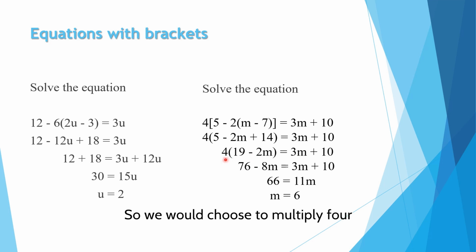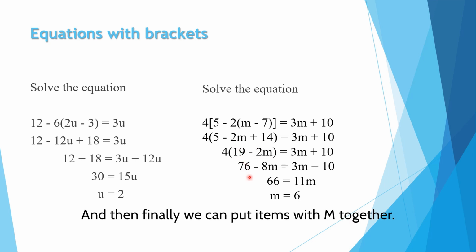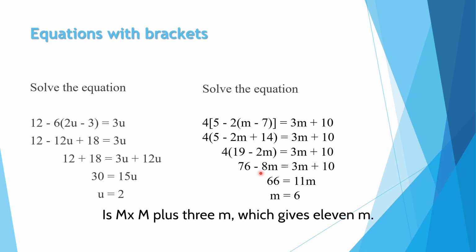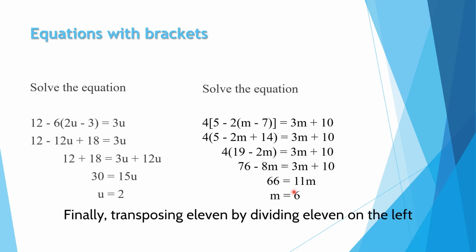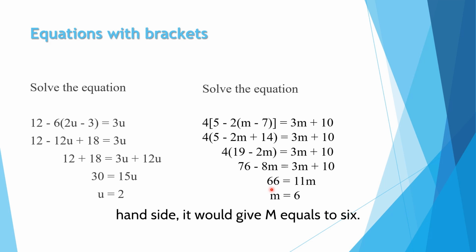So we would choose to multiply 4 into each member of the bracket, and then finally we can put items with m together: 8m plus 3m, which gives 11m. And putting all the numbers together, 76 minus 10 is 66. Finally, transposing 11 by dividing by 11 on the left-hand side, it would give m equals 6.